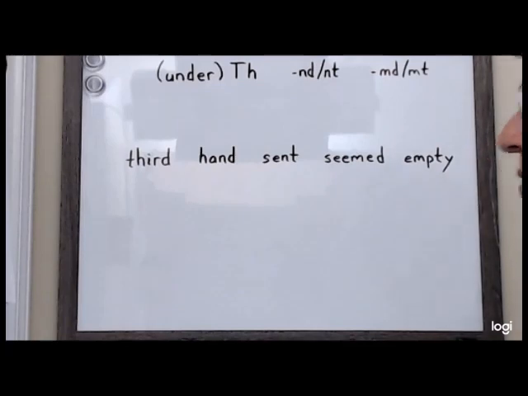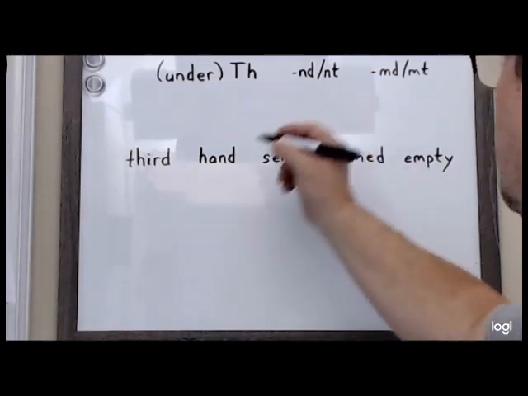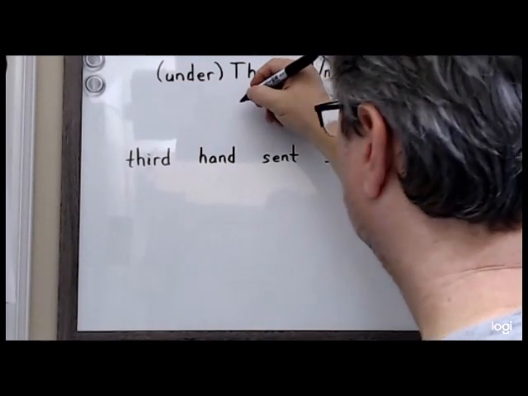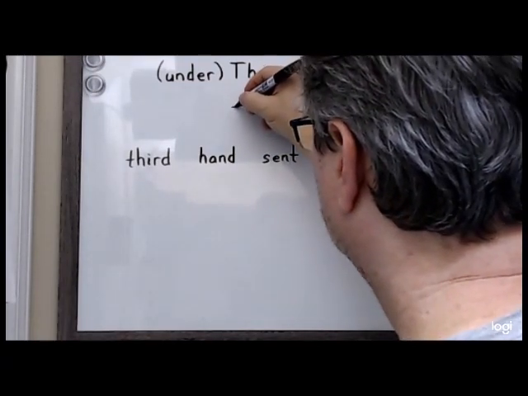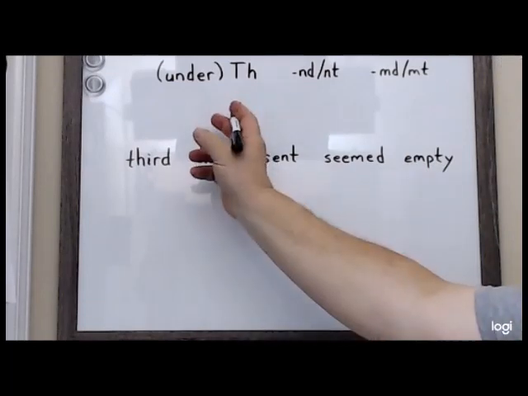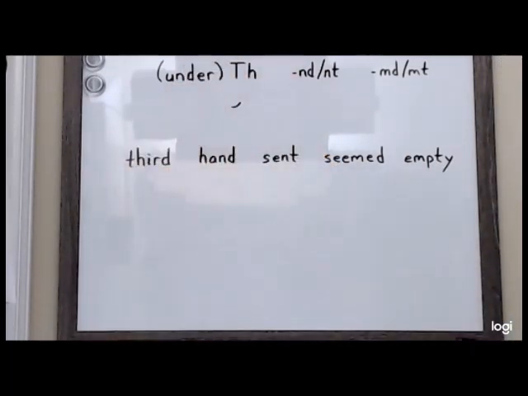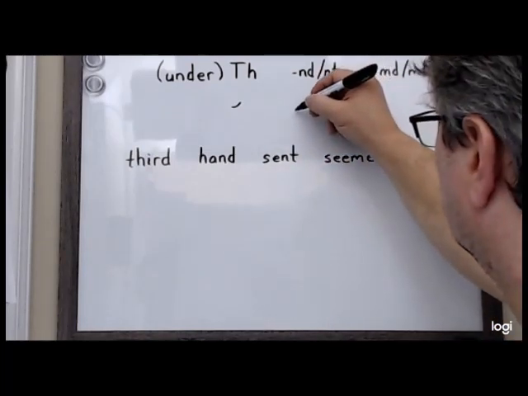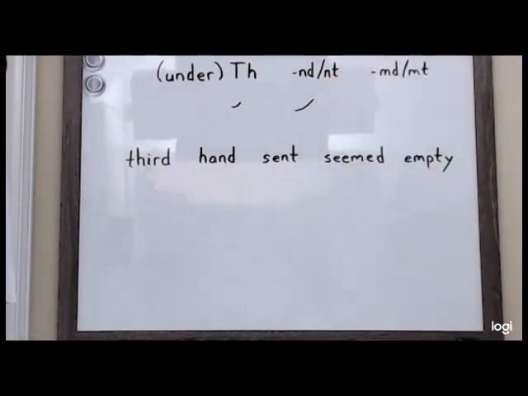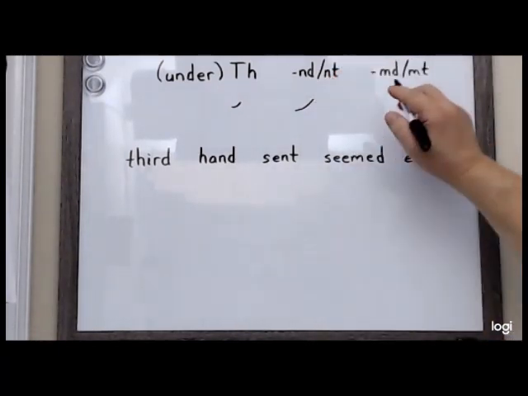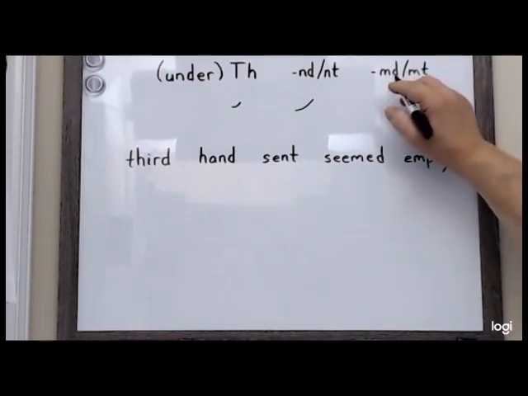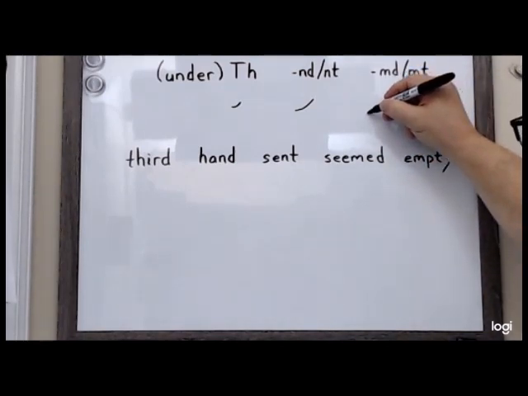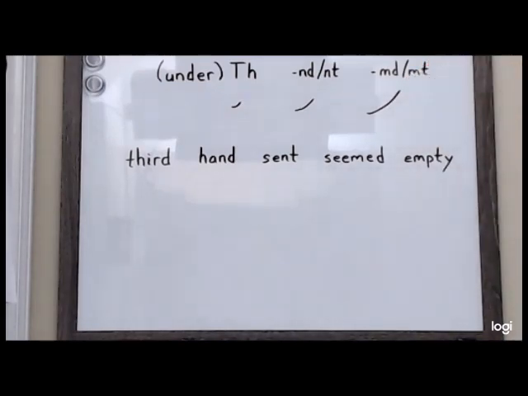The next set of strokes are derived from the under TH. So here is, again, the under TH going counterclockwise. Then the endings ND or NT, medium size. And then for the large size, for the endings MD or MT, the large stroke for that. And now we will write these words and incorporate these characters.